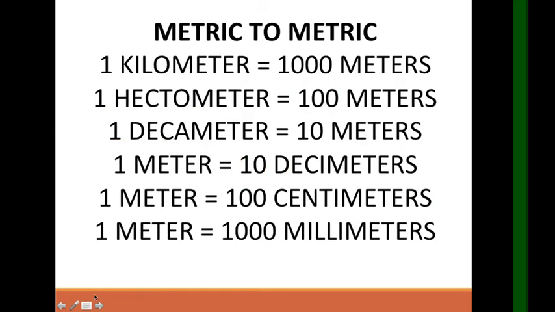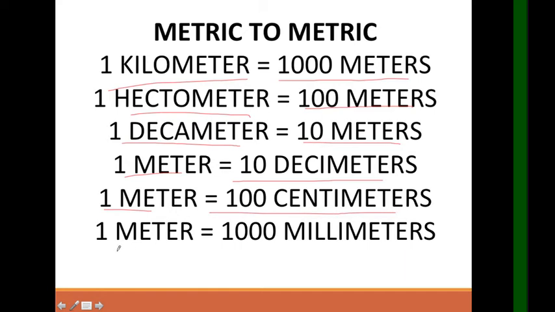For metric to metric system naman, ang 1 kilometer ay equivalent sa 1,000 meters. Ang 1 hectometer ay equivalent sa 100 meters. Ang 1 decameter ay equivalent sa 10 meters. Ang 1 meter ay equivalent sa 10 decimeters. Ang 1 meter ay equivalent sa 100 centimeters. Ang 1 meter ay equivalent sa 1,000 millimeters. Ang 1 centimeter ay equivalent sa 10 millimeters. Okay? So, parang ganun lang siya.